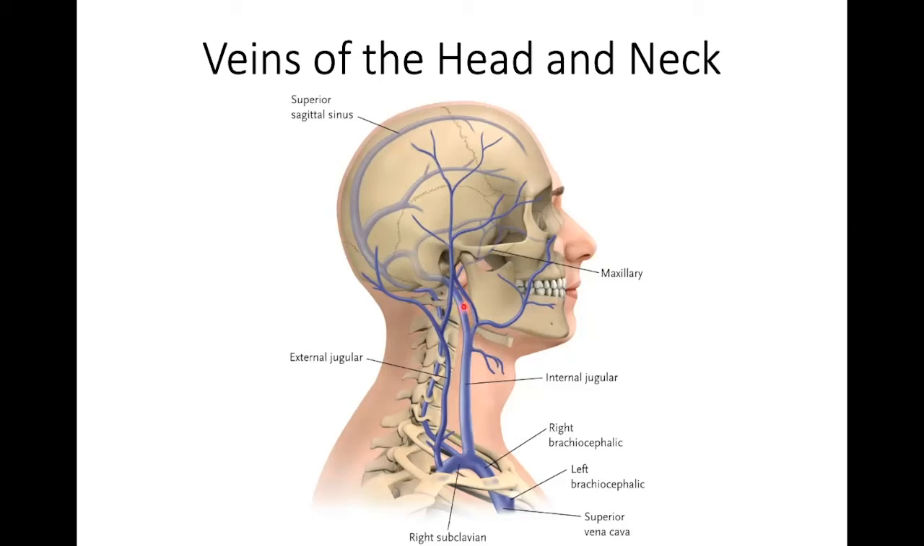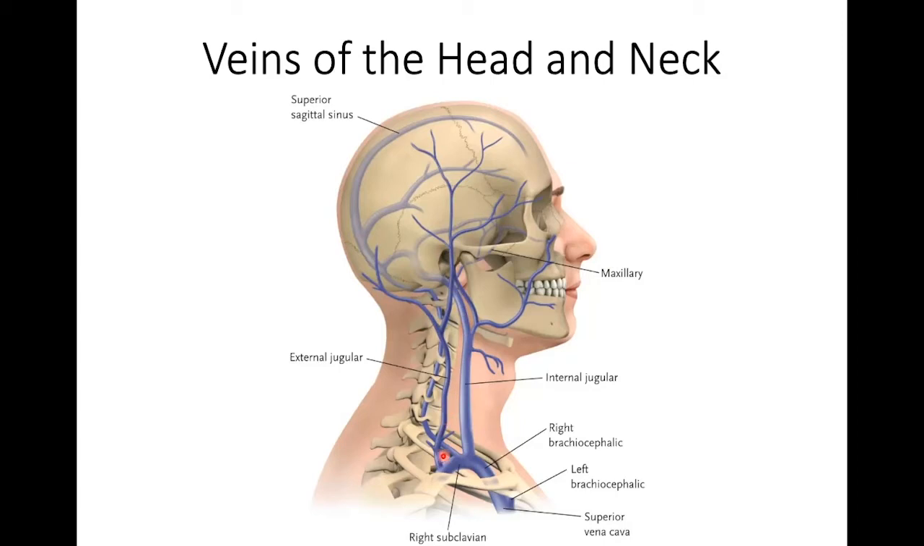So here we can see the sigmoid sinus that's ultimately draining into the internal jugular vein. We have an internal and we have an external jugular vein. The internal ultimately is draining all of the blood from inside the brain, and the external is ultimately draining all of the deoxygenated blood from the outside of the cranium.